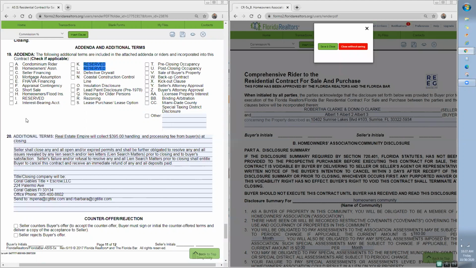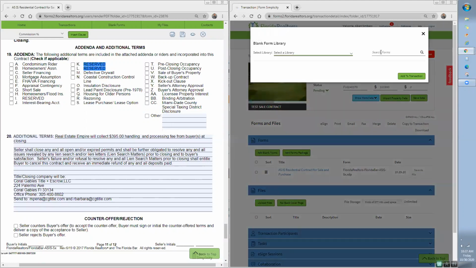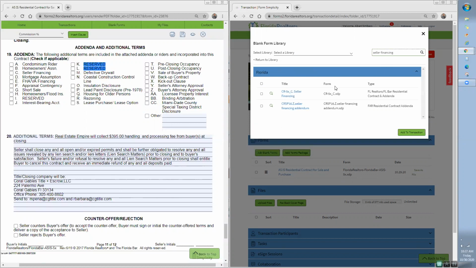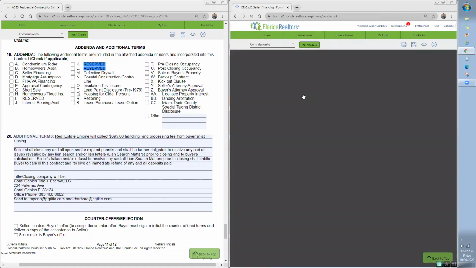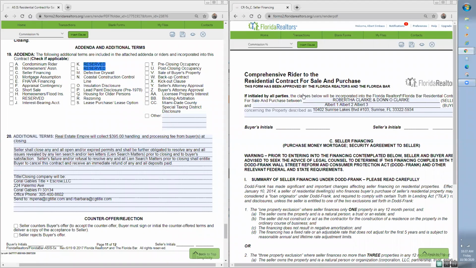All right, great. So now we're going to go to the seller financing form. Seller financing is if there is an amount for the purchase of the property that the seller is going to give the buyer in order for them to obtain the purchase.